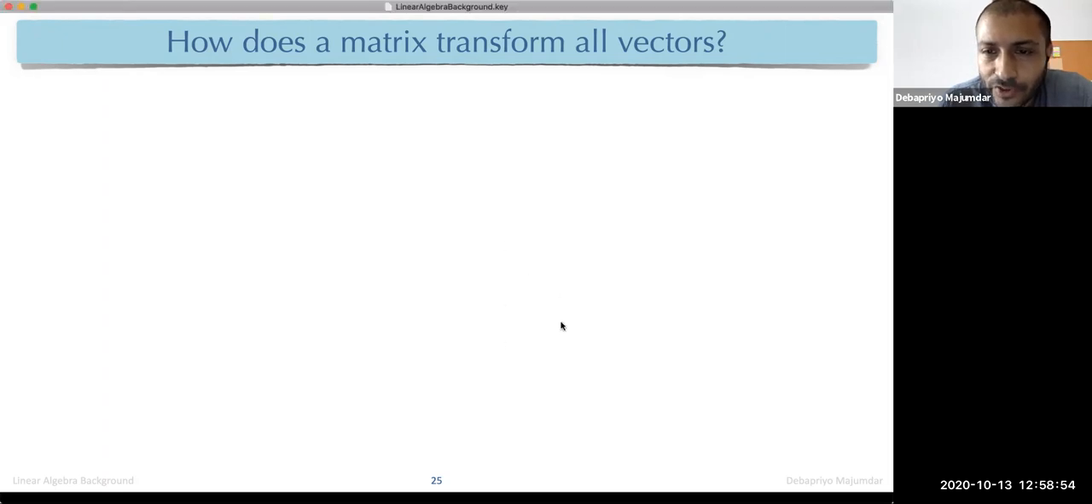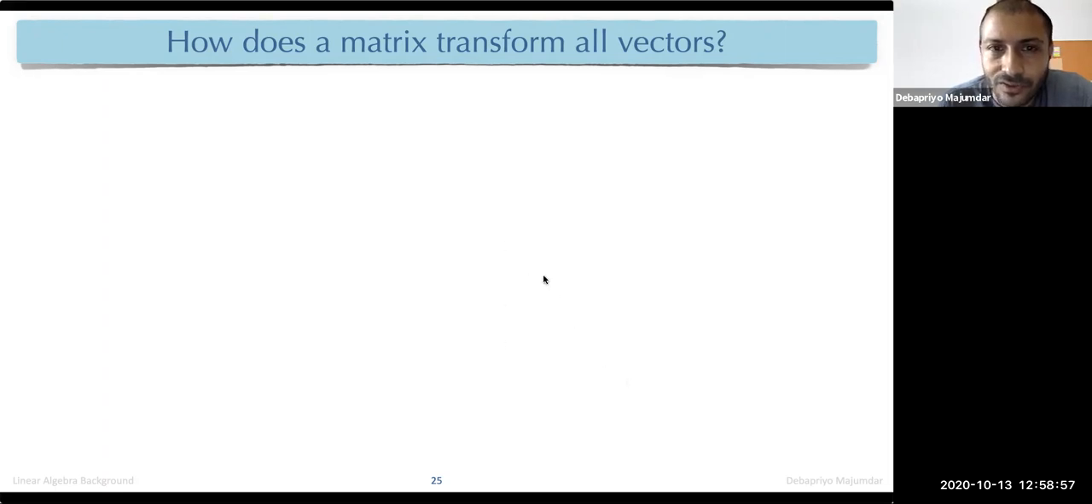Can you raise your hands? How many of you are extremely comfortable with rotation, shear, reflection, these things?